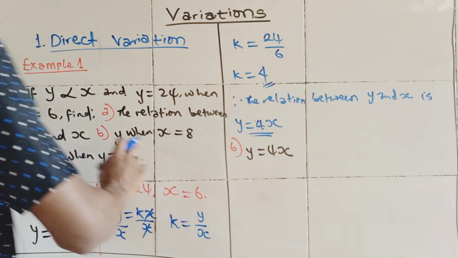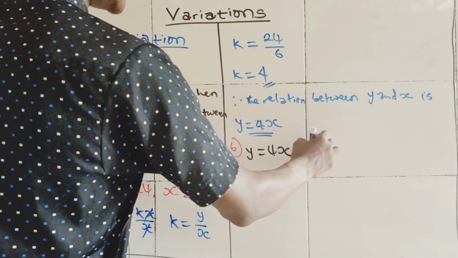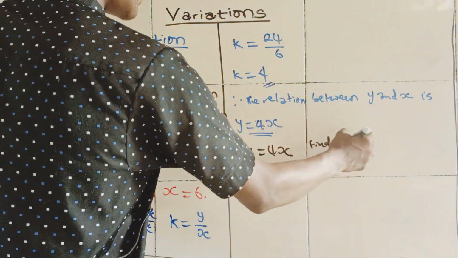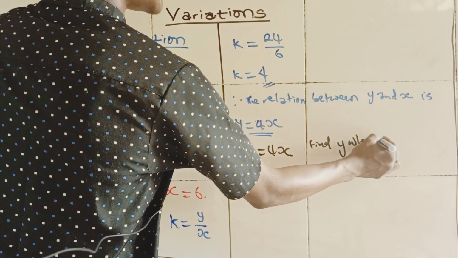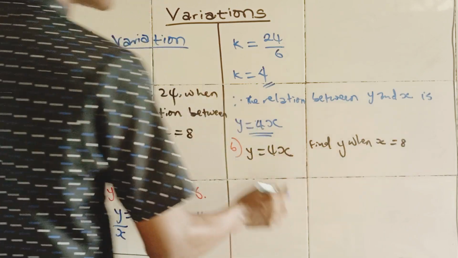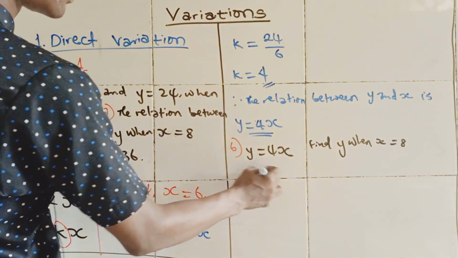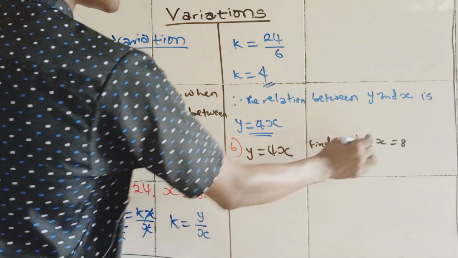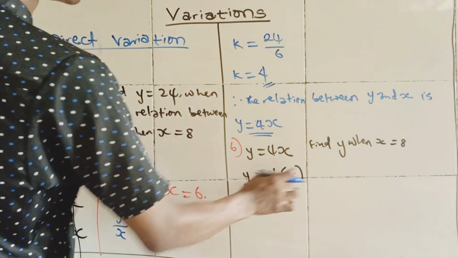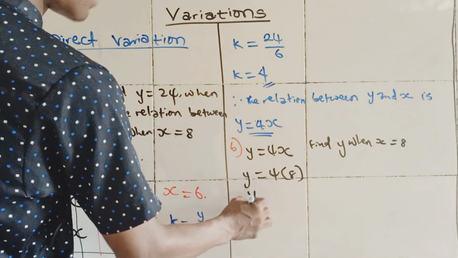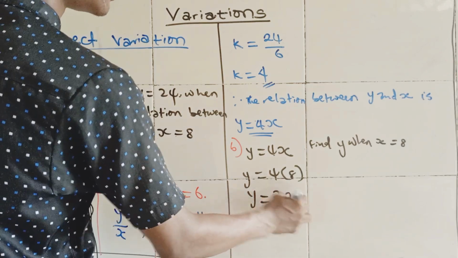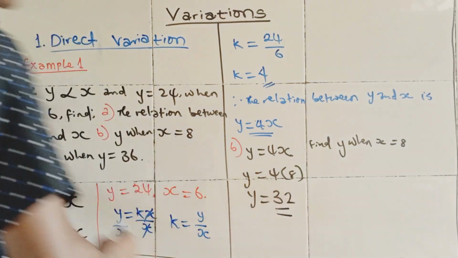Now, they said find y when x is equal to 8. So it will now be y is equal to 4, x is what? 8. So it's 4 times 8. You see that? So y will now be equal to what? 32. We have found y.